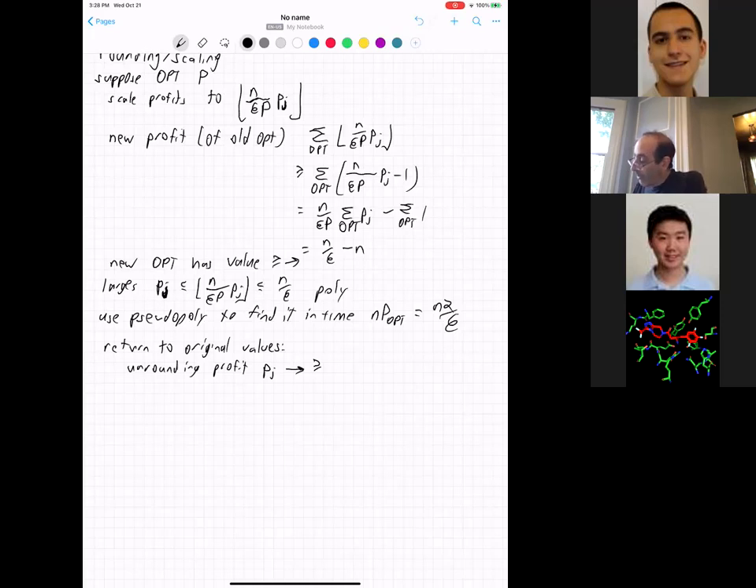And so that means that our overall profit is at least the scaled profit of n over epsilon minus n times the scaled profit of epsilon p over n. Right? And now the n's cancel, and we just get 1 minus epsilon times the optimum profit.